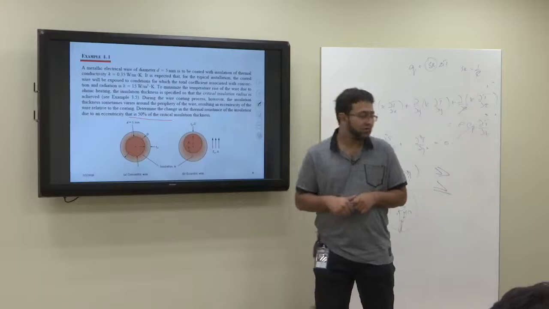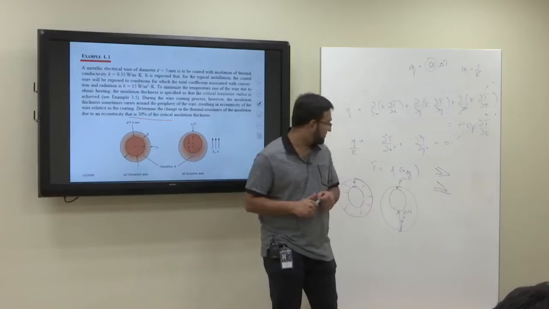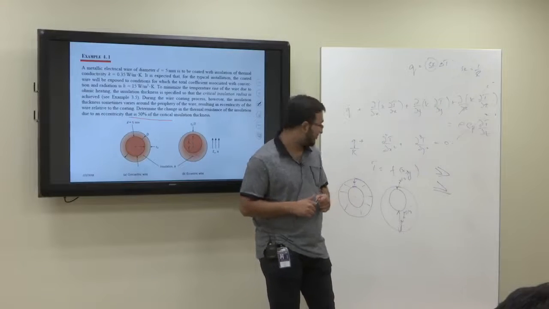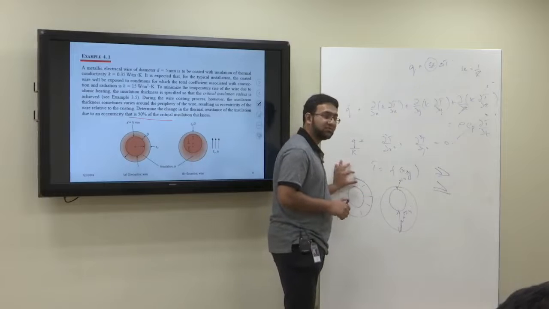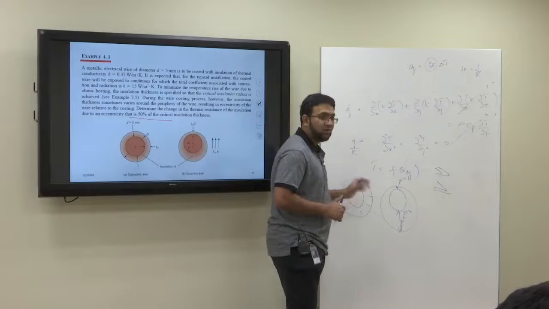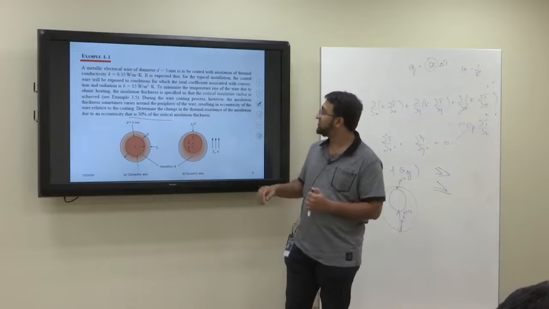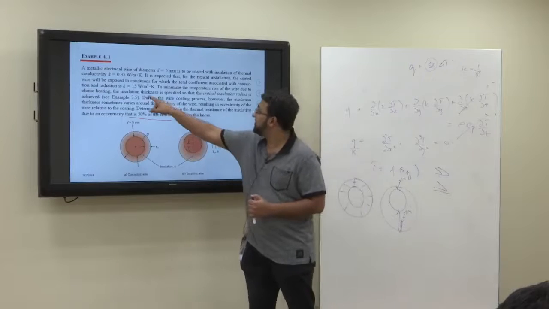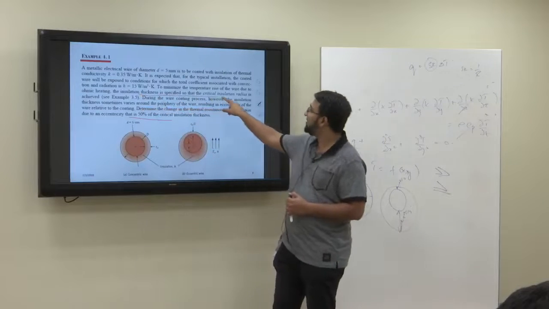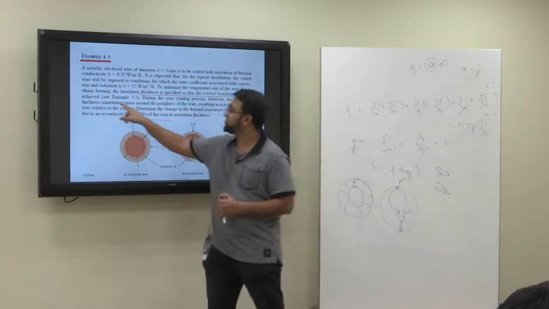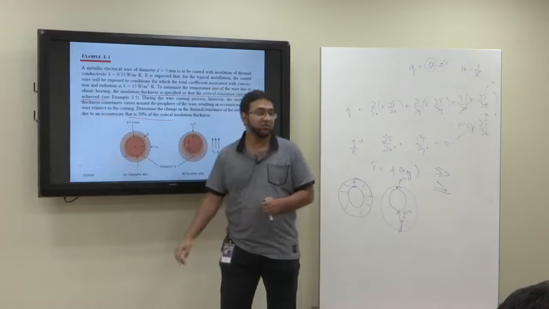Now, they did not tell what is the critical thickness, I mean, what is the thickness of this insulation. They did not tell that. What they say is that the insulation thickness is specified so that the critical insulation radius is achieved. Now, what is the critical insulation radius?